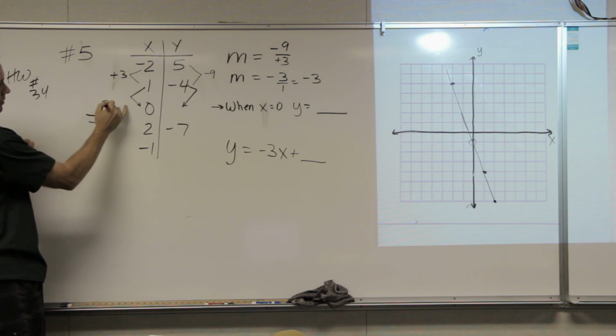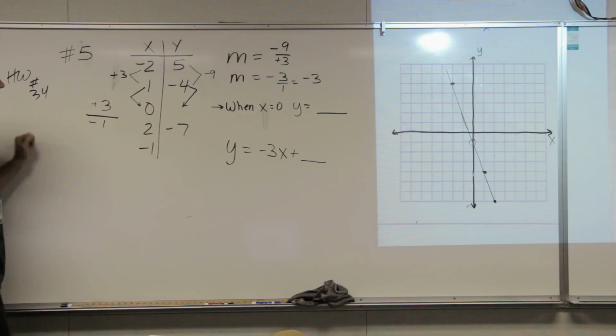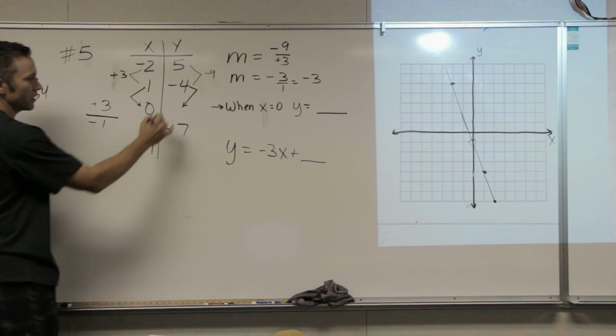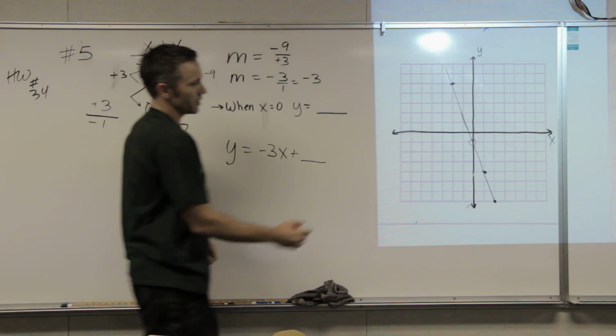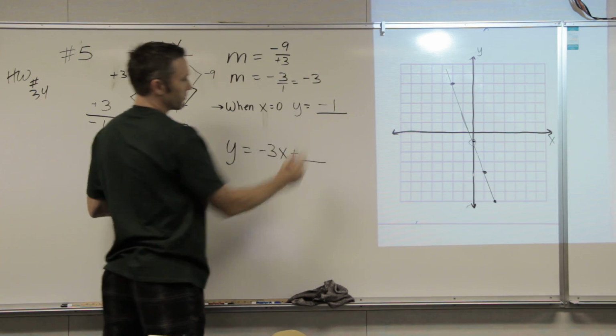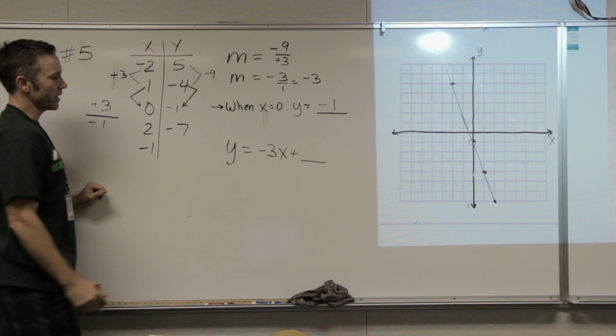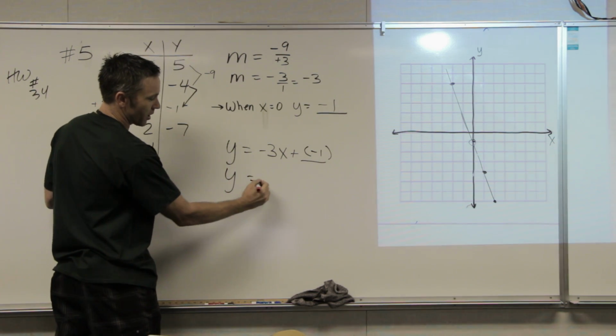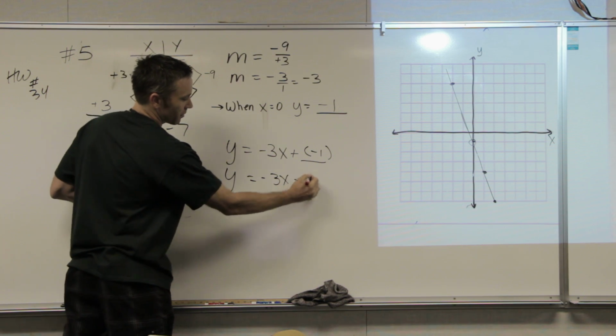3 on the y value. Okay, so what's positive 3 from negative 4? That would be negative 1. So it does mean that we'd hit negative 1, which we hit right there. So our y value is negative 1 when x is 0, which means this would be negative 1. Cleaning it up a little bit, we'd get y equals negative 3x minus 1.